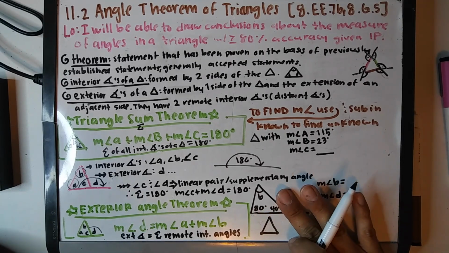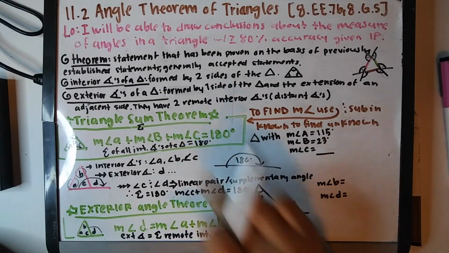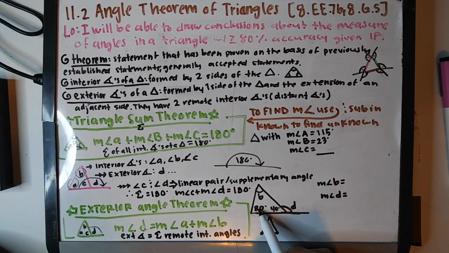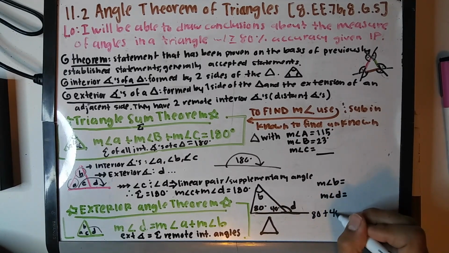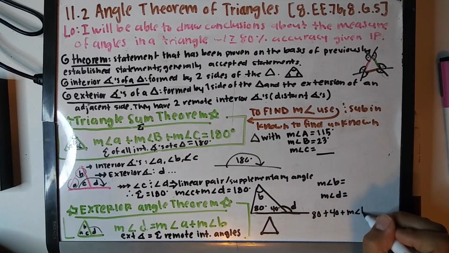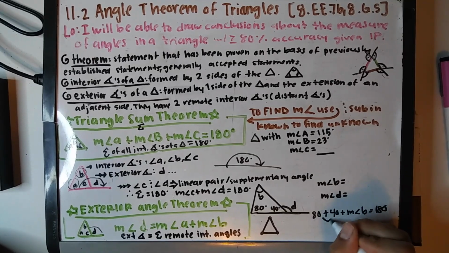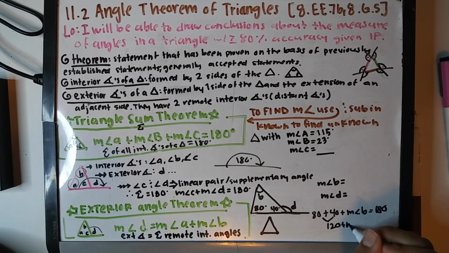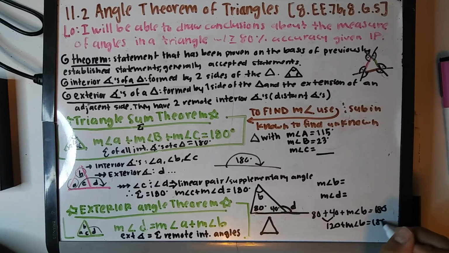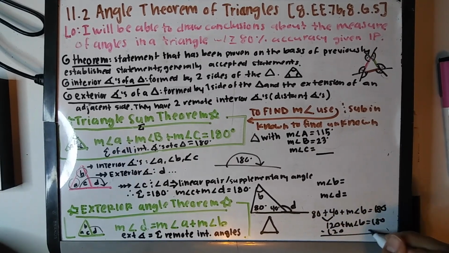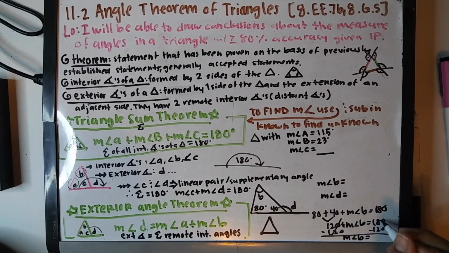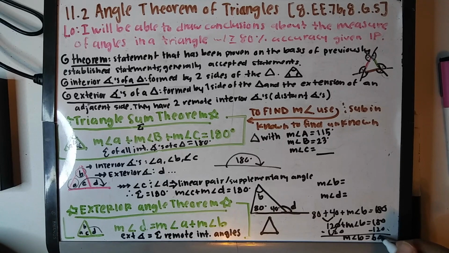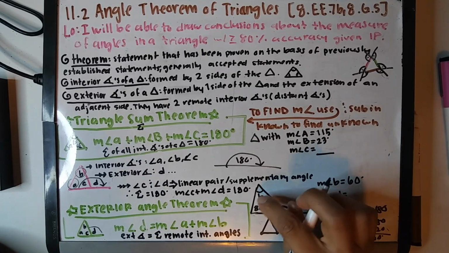So I'm going to ignore this for now, because I want to figure out what B is, and I'm going to use the triangle sum theorem. So remember, when I add these three together, that has to be equal to 180. So 80 plus 40 plus measurement of angle B equals 180. I'm going to combine like terms, so that's 120 plus measurement of angle B equals 180. I subtract 120 on both sides. That cancels out and I end up with measurement of angle B equals 180 minus 120, which is 60 degrees. So that means that this is going to be 60. Let me write that down right there.